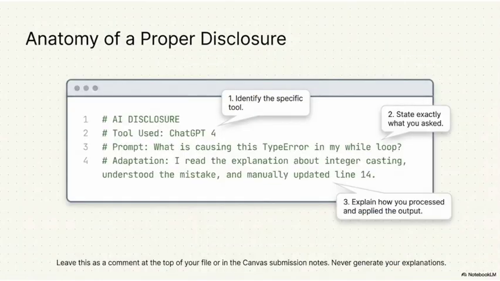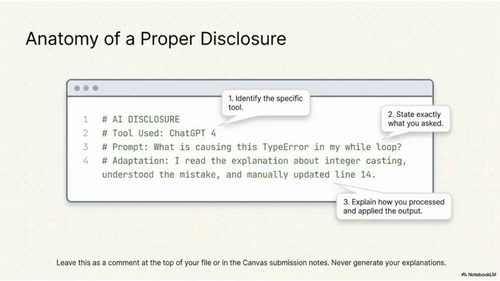The proper disclosure is a three-component comment at the top of your file: specific, honest, and explanatory. Component 1: identify the specific tool. So, hashtag tool used: ChatGPT 4, not AI generically. Name the exact tool and version. Component 2: state exactly what you asked. Hashtag prompt: what is causing this type error in my while loop? Describe the specific question, not a vague summary.